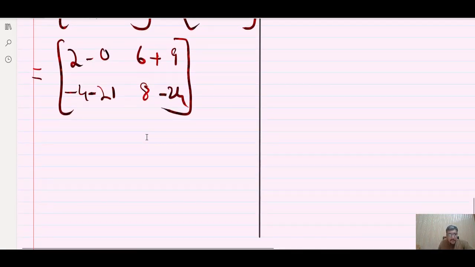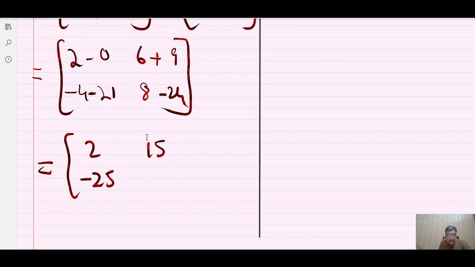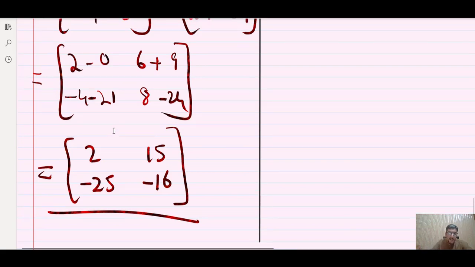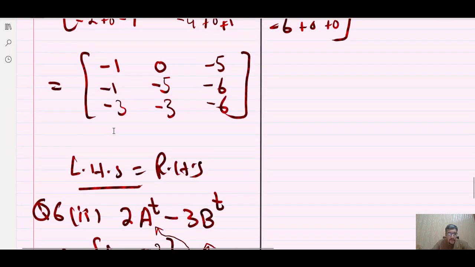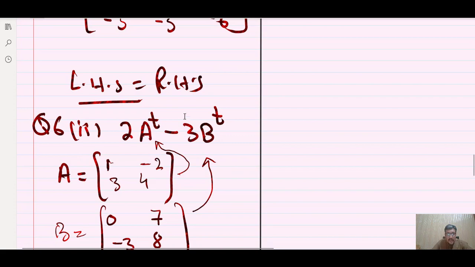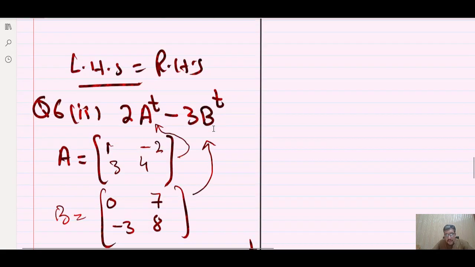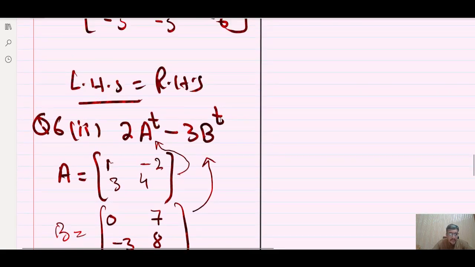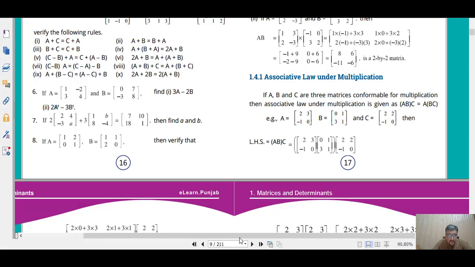So if you simplify this matrix, it will be 2 minus 25, 9 plus 6, 15, then it will be minus 16. So this is the result of question 6 part number 2, in which we have to find out 2 into A transpose minus 3B transpose. I hope it is clear to you. If you still have any difficulty, you may contact me.